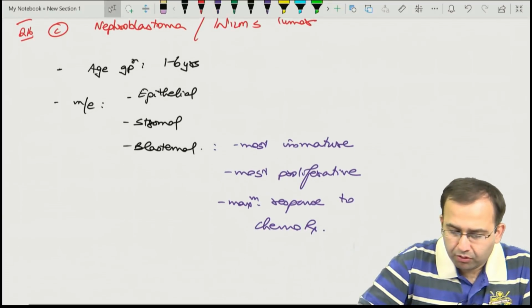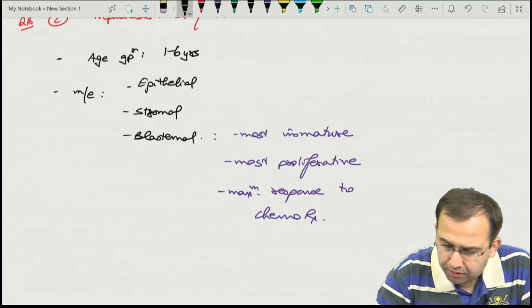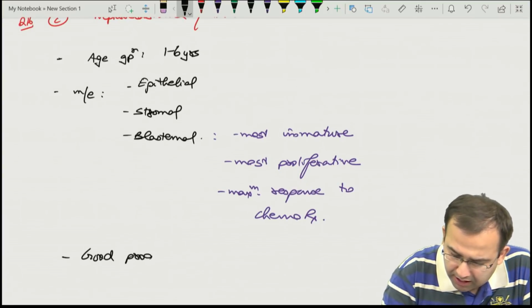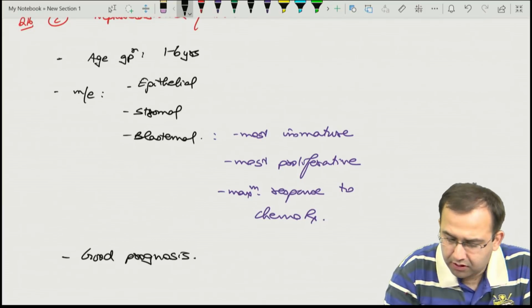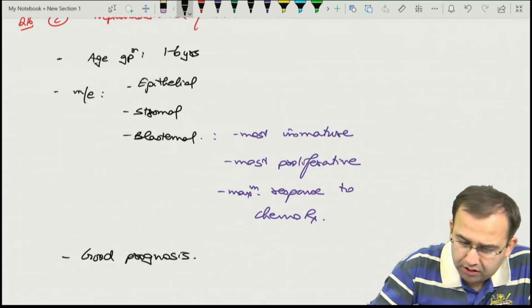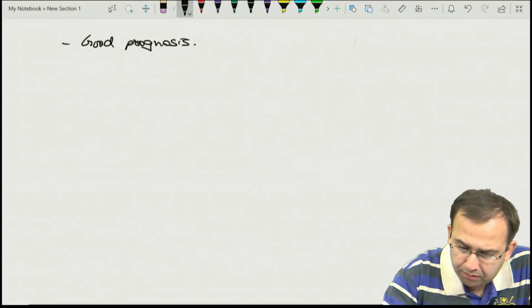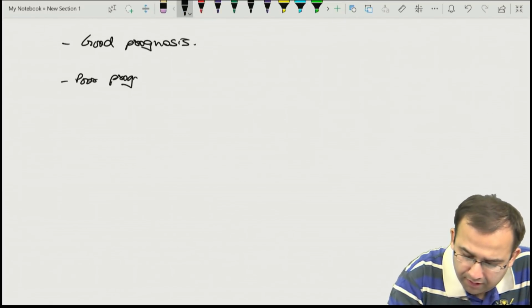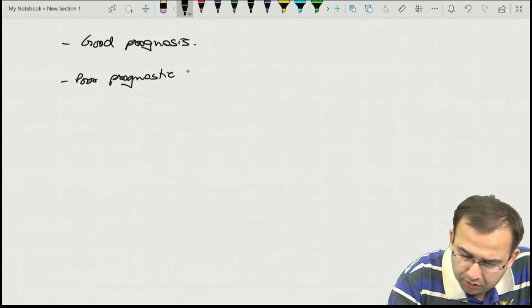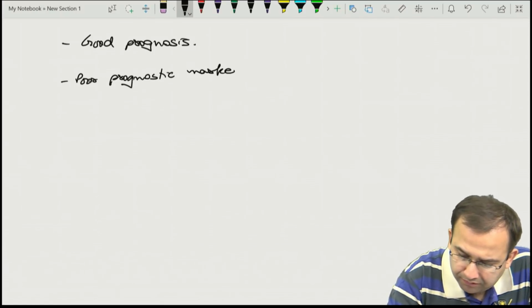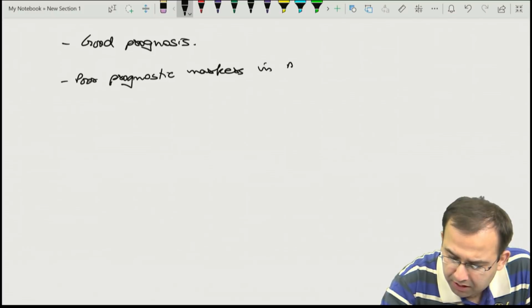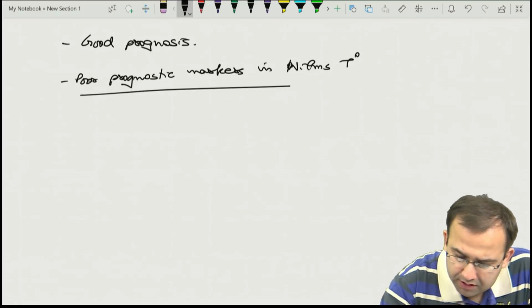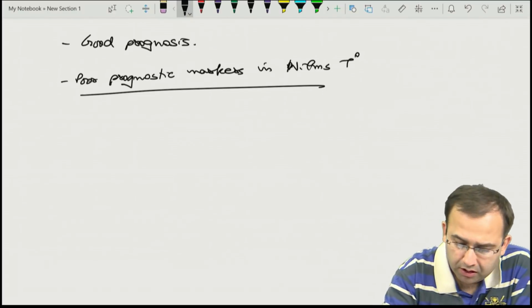Wilms tumor: good prognosis or poor prognosis? It is seen in children. Let's have a soft heart for kids. It has a good prognosis. So this gets us to the poor prognostic markers in Wilms tumor.